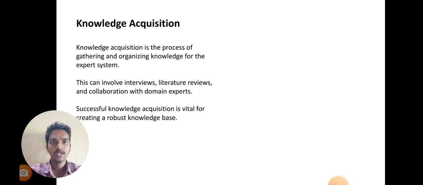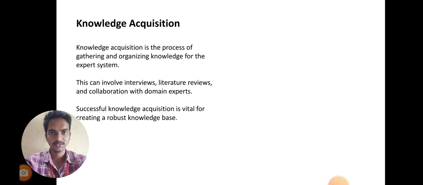Knowledge acquisition is the process of gathering and organizing knowledge for the expert system. This can involve interviews, literature reviews, and collaborations with domain experts. Successful knowledge acquisition is vital for creating a robust knowledge base. These three sentences give some idea about what knowledge acquisition is.